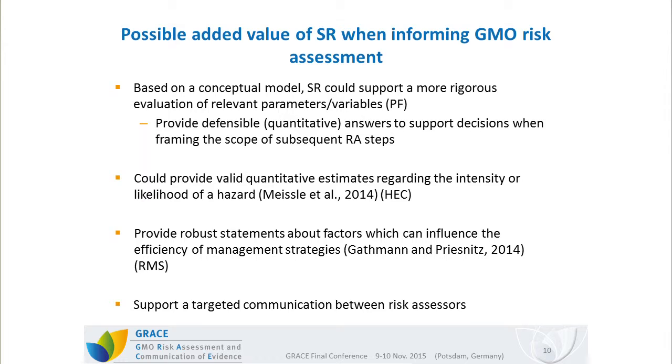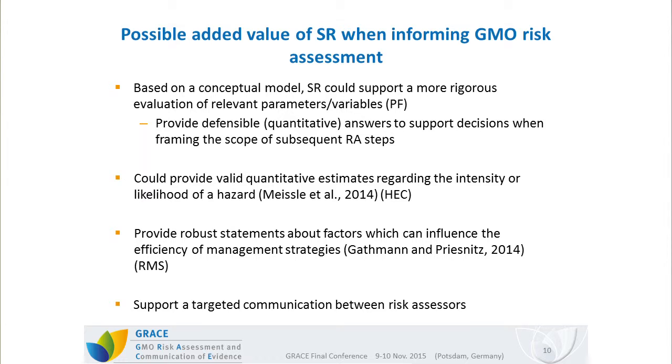And I think the basis of every risk assessment is the elaboration of a conceptual model within the problem formulation. In this case, systematic reviews could provide a more rigorous evaluation of relevant parameters or variables considered in this conceptual model, and like this could provide defensible and, if feasible, quantitative answers to support decisions when framing the scope of subsequent risk assessment steps. During hazard exposure characterization, they have the potential to provide valid quantitative estimates regarding the intensity or likelihood of a hazard, as was shown in the case of the non-target review.